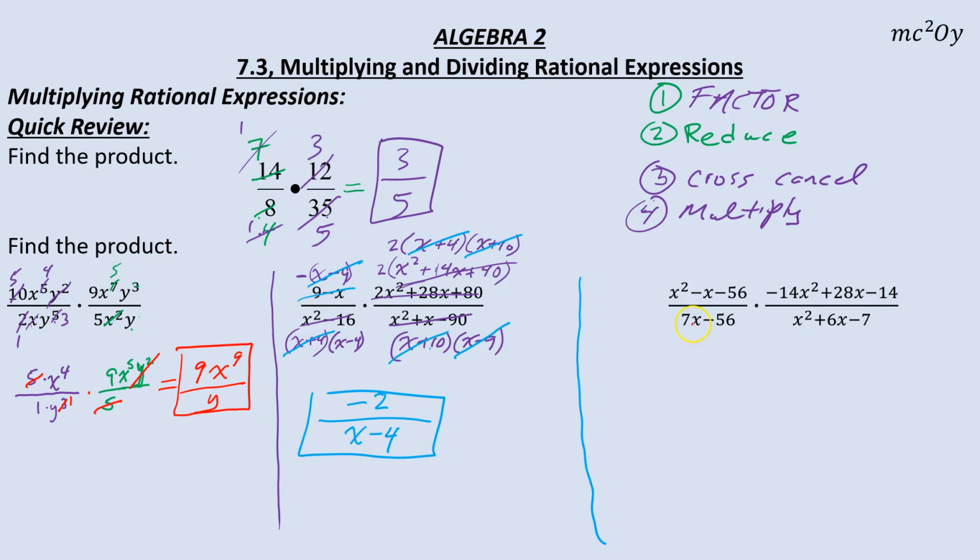Okay, so I'm going to first start by taking out a 7 here. 7, that gives me x minus 8. This one here I can factor as x minus 7, x plus 7 and x minus 1. Okay, and this one right here becomes x minus 8 and x plus 7.